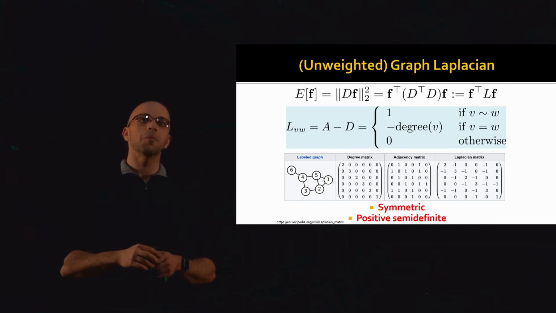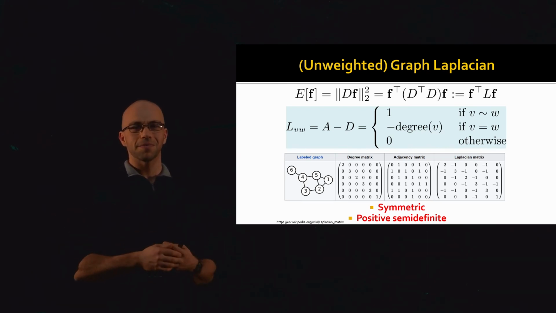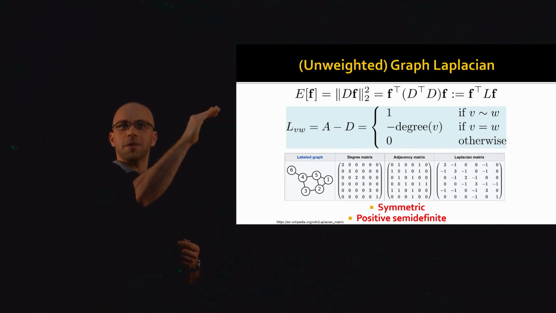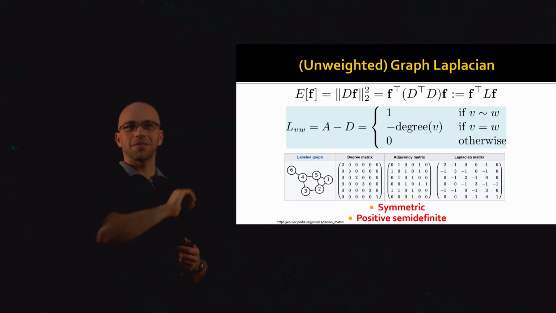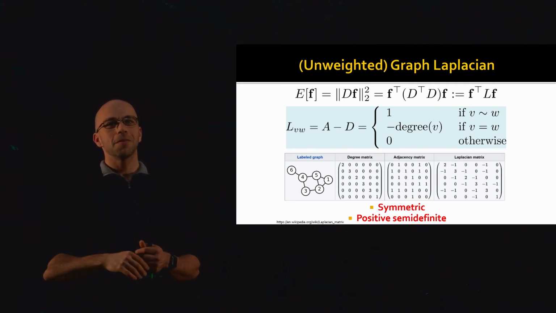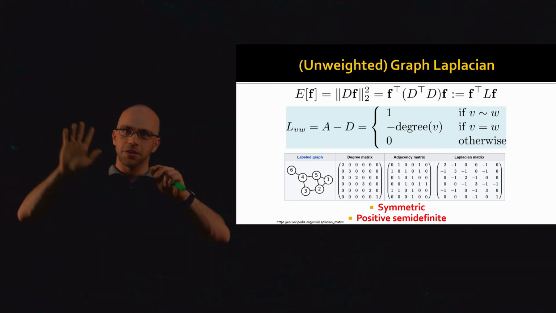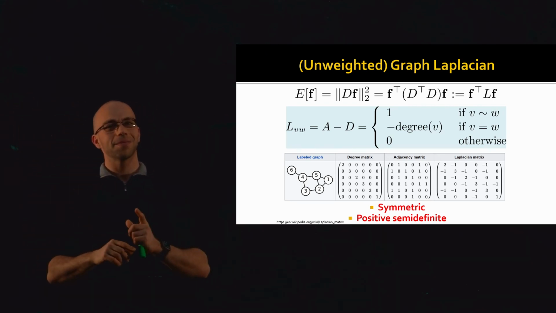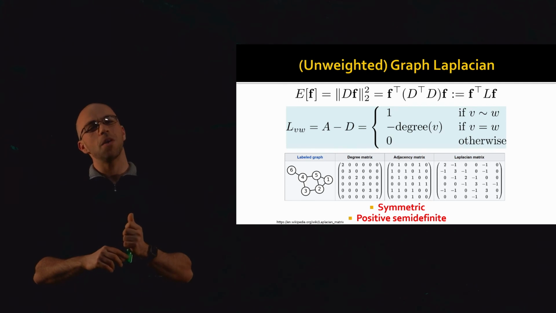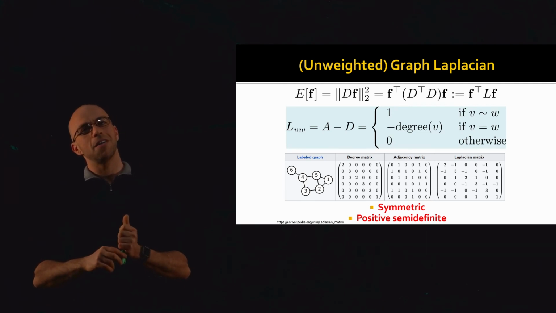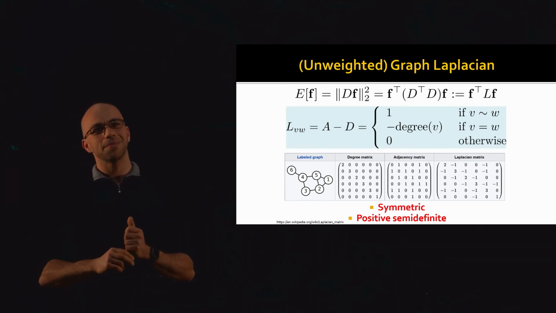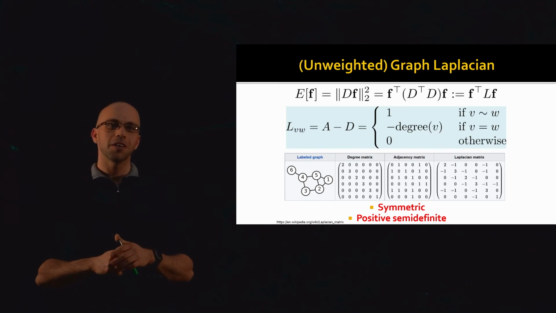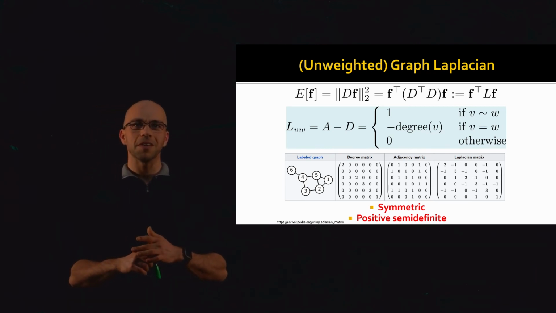Now remember that the norm squared of a vector is the same as the transpose of that vector times itself. And so that gives me f transpose times D transpose D times f. So if I group that the other way, I get the dot product between f and D transpose D times f. So that quantity is what we're going to call the Laplacian applied to f. And essentially we're going to define L to be D transpose D.